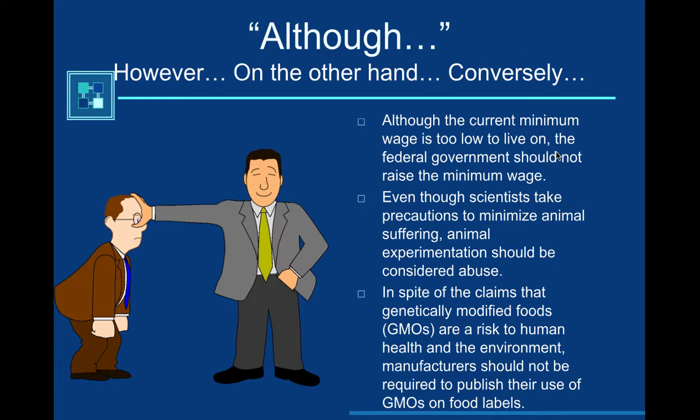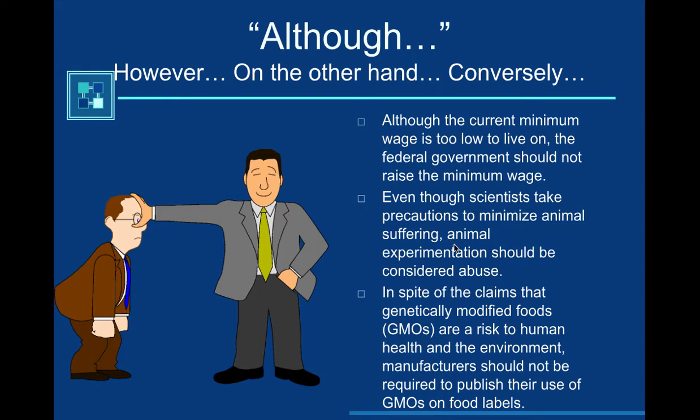So again, here is my position statement. The federal government should not raise the minimum wage. And then here is the strongest argument for the other side. Here's another one. Animal experimentation should be considered abuse. This is what I'm trying to prove. This would be my position statement. Animal abuse is the position statement. Here is my counterclaim. Even though scientists take precautions to minimize animal suffering, animal experimentation should be considered abuse.